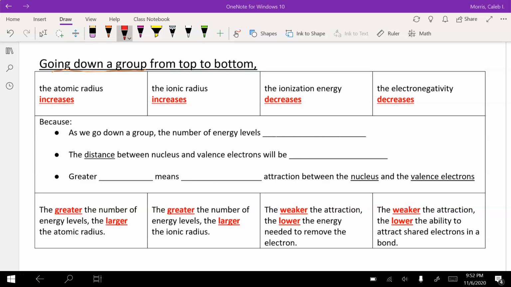Hi class, we're going to continue talking about periodic trends. Now that we've talked about what they are, we want to provide explanations for the periodic trends, and you need to be able to do this.